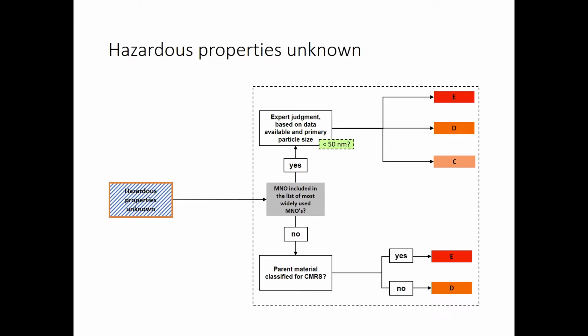If it's not included in the list, the only question that you get is whether the parent material is classified for carcinogenic, mutagenic, reprotoxic, or sensibilization. If it is, the nanomaterial ends up in E, the most stringent hazard class, and if not, it ends up in D. So from this picture, you see that because in most cases, classification and labeling is not known, by using Stoffenmanager Nano version 1, you'll end up most likely in hazard band C, D, or E.